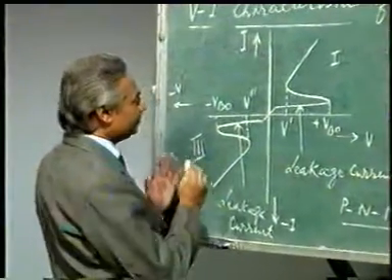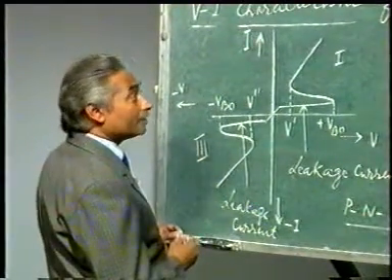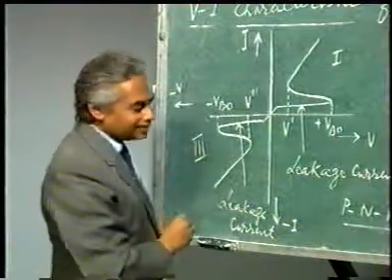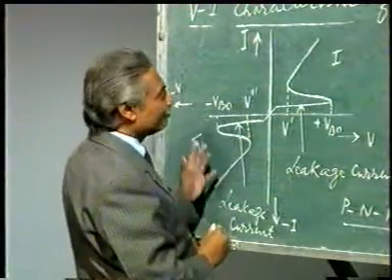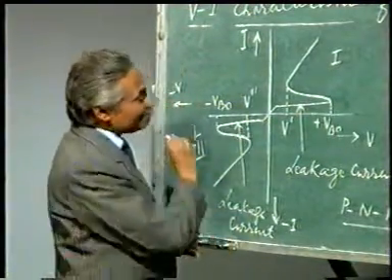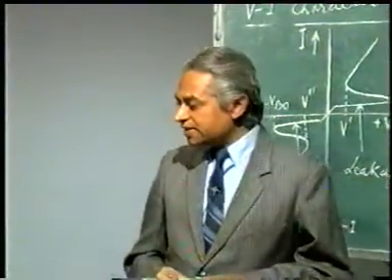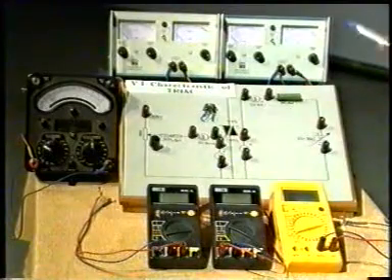So this is the VI characteristic of a triac, and again you see that the first quadrant and the third quadrant characteristics look alike, there is no difference. So the same characteristic is going to be verified with the help of this setup which is before you. So now I am going to take up the experimental part.